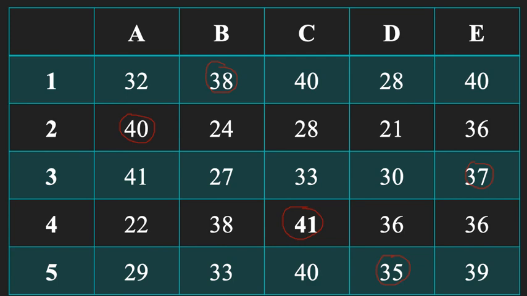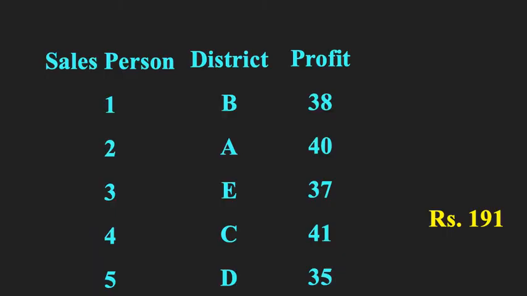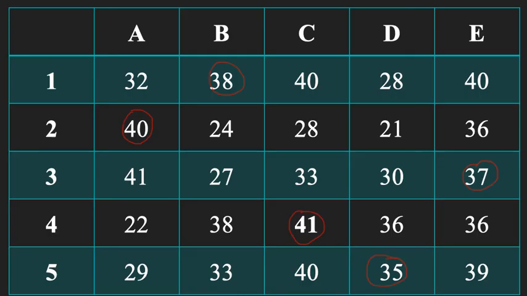Now if we calculate the total profit here, it will be 38 plus 40 plus 37 plus 41 plus 35. If we calculate this, I told you this assignment problem has multiple solutions. Now let us change it, because we had two zeros in each row. If we change the assignment, we are again going to get the same 191. This is the earlier assignment we had made here. Let us make a new assignment now.